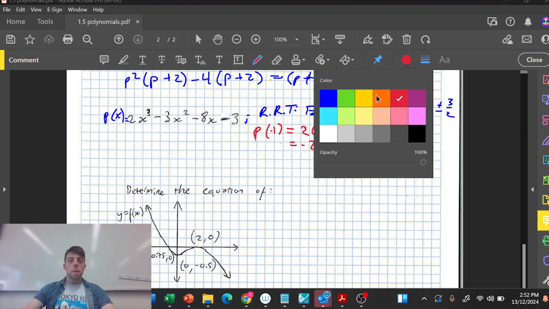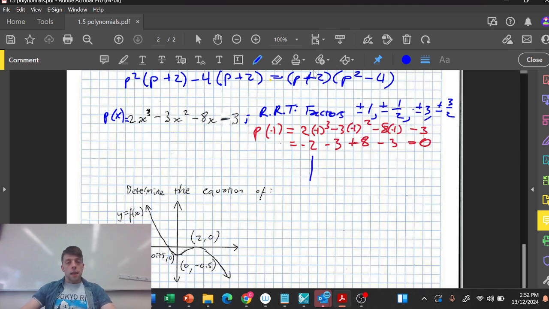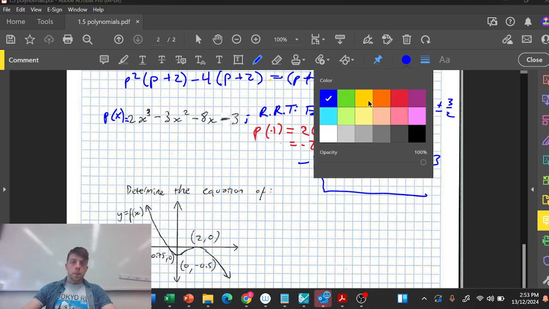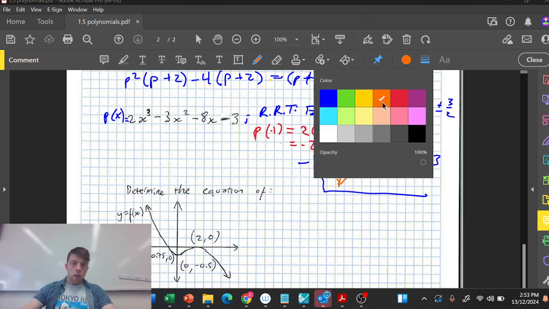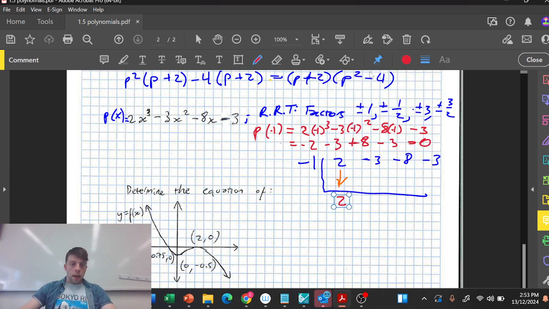Okay, let's now apply synthetic division, for example, because it's much faster. So let's do what we just practiced before. We put in -1 out the front here. And I'm just going to write in each of the coefficients of the terms. So I'm going to write in 2, -3, -8, -3. And I'm going to drop down the 2 straight away. 2 goes down the bottom, and now we start.